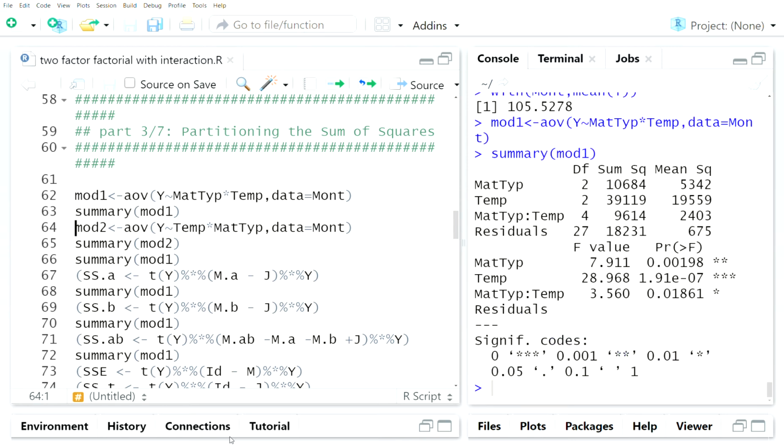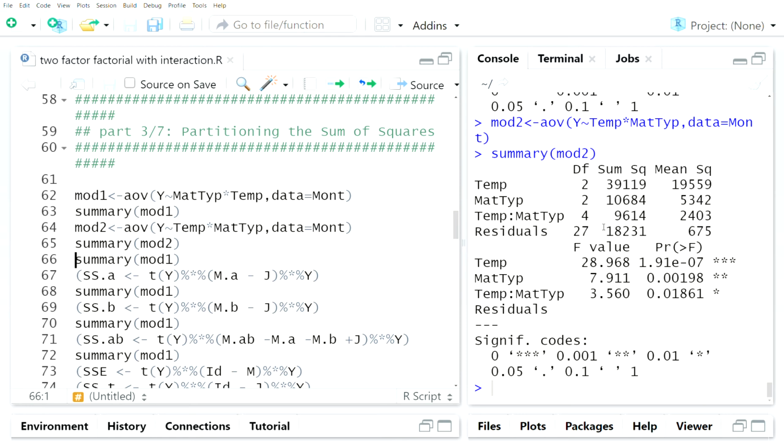So if we look at the summary of Model 1, we can just look at material type, 10684, and then temperature, 3919. And then if we do that for Model 2, notice material type is the same and temperature is the same, even though they come into the model differently. And that's very important in R, and I think that's underappreciated for people using R.